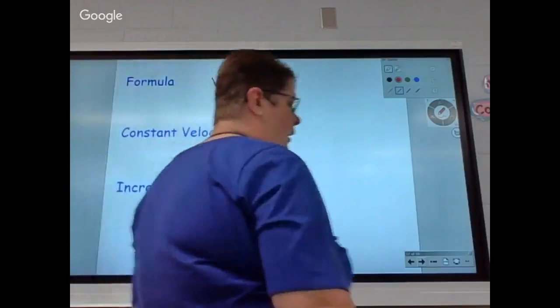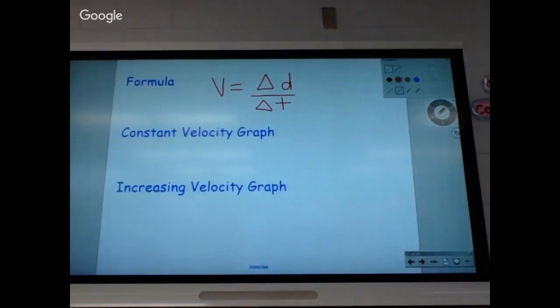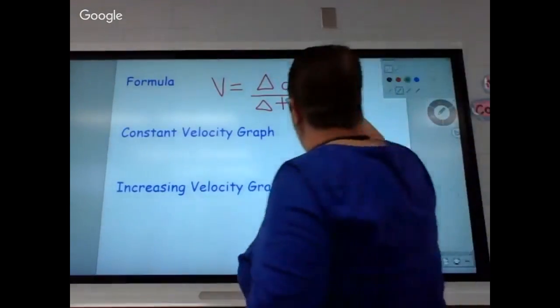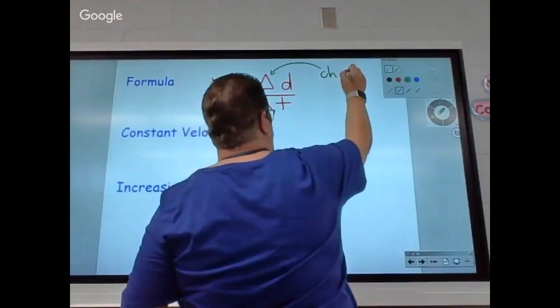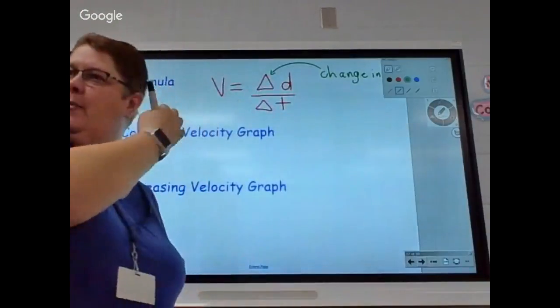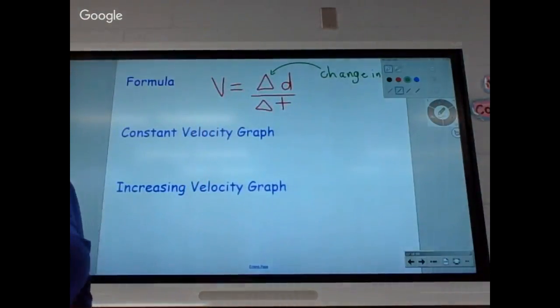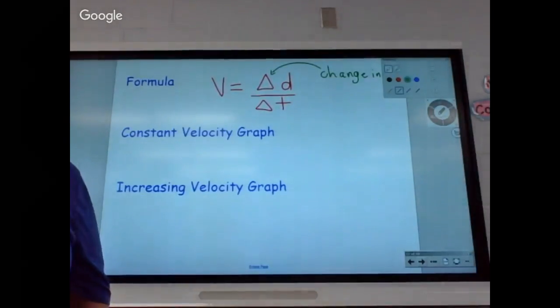Okay. Now, a lot of the formulas have these triangles in them. Do we have to write these triangles? No. But we need to understand what the triangles mean. I've actually already told you what they mean; I just didn't draw the triangles. The triangles, you might have learned in math class, mean change in. So that means change in distance, change in time.